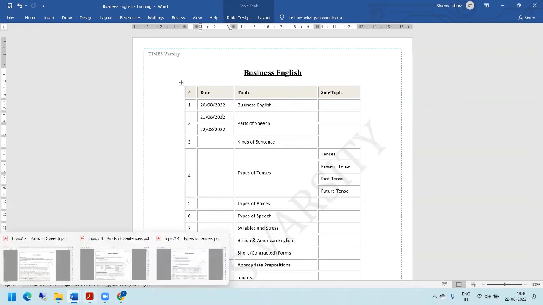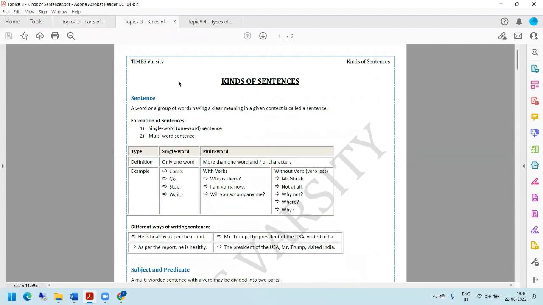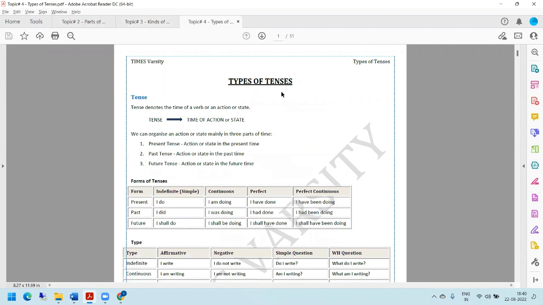All right. Any questions related to parts of speech? Anyone? All right. So tomorrow we will start with kinds of sentences. Once we have a good understanding of kinds of sentences, then we will start types of tenses. In this way, we will proceed. It seems there are no questions.